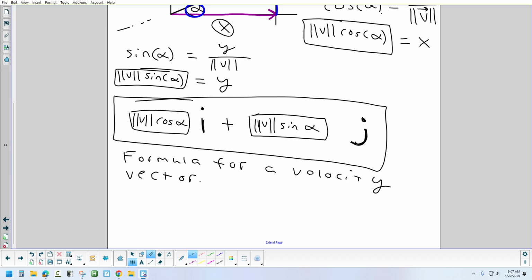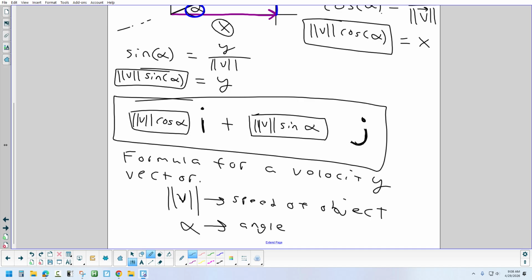Okay, just to be clear about what those are, the magnitude of V, that's the speed that they tell you in the word problem. So that's the speed of the object. And alpha is the angle they will give you in the word problem as well, that you're throwing the object at. So you just fill in those two values, and we use a calculator and then figure it out.